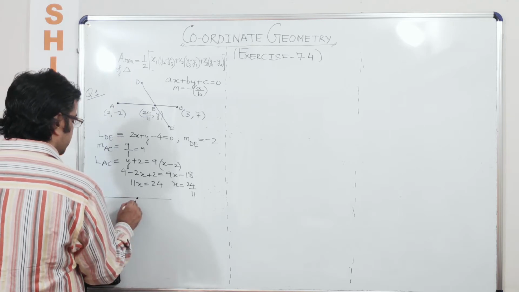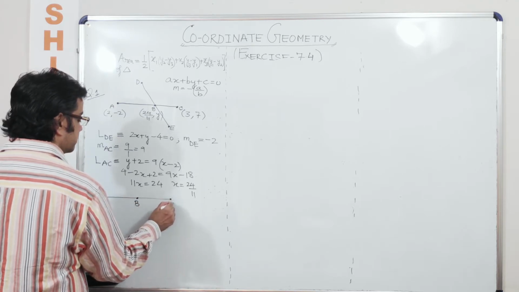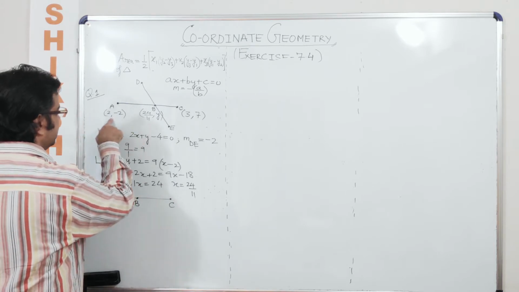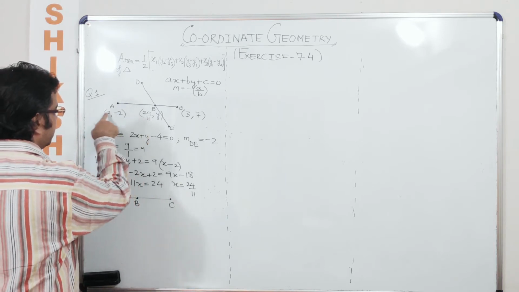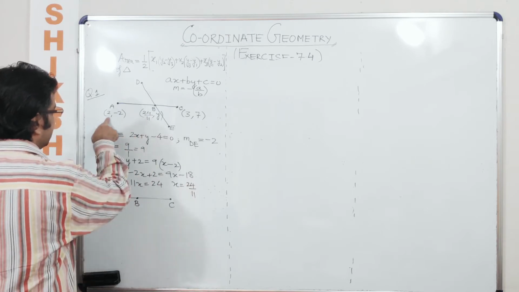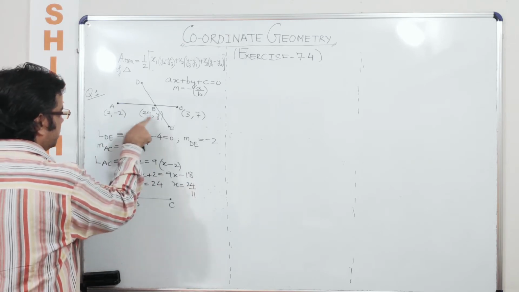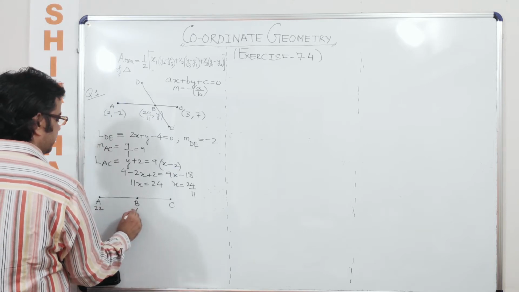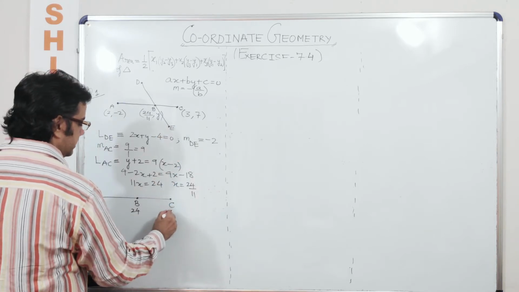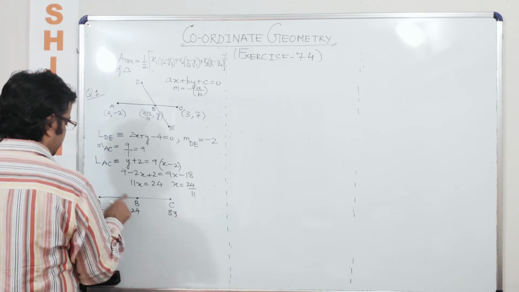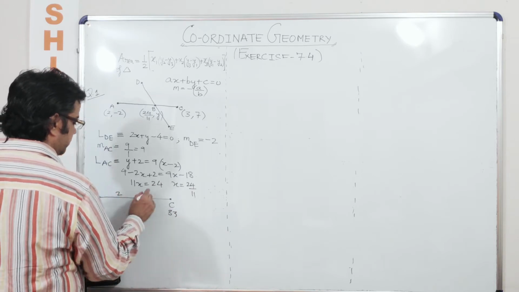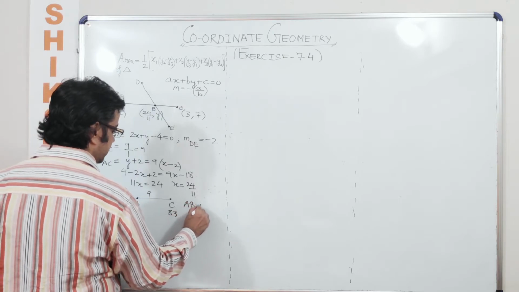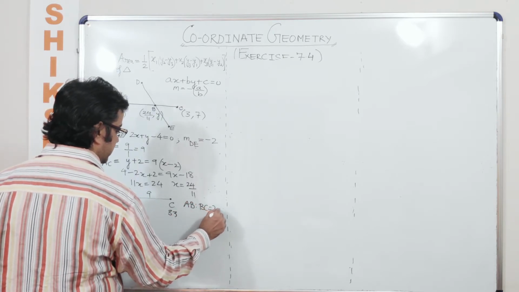A, B, C. So I'm just taking the LCM, multiplying all of these values by 11, and only taking the x component, not the y. So can I write this as 22, this already is 24, and this I can write as 33. So what is the distance from here to here? 2 units. And what is the distance from here to here? 9 units. What is the ratio AB is to BC? 2 is to 9.